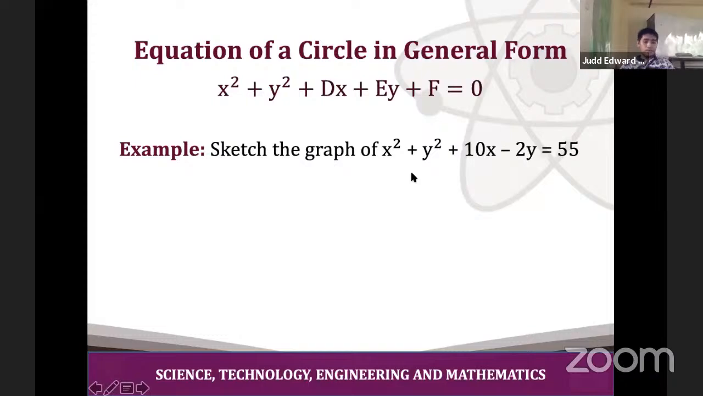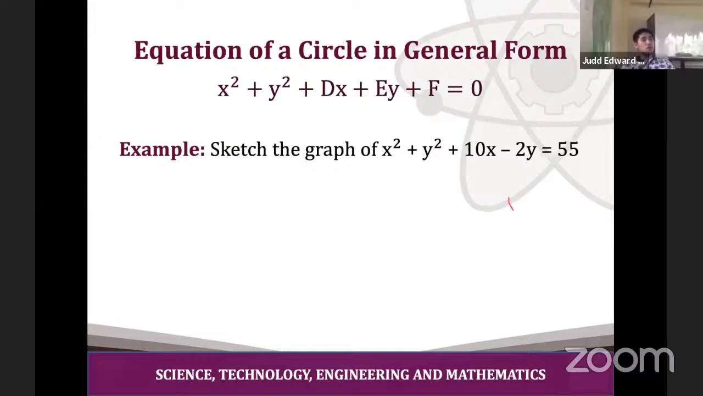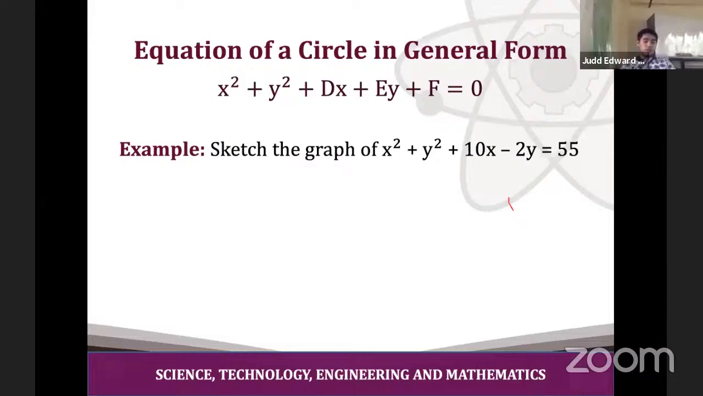Okay, example. Sketch the graph of x squared plus 10x minus 2y is equal to 55. I have here a question. Is the graph in general form? No. Hindi po. Bakit no? Hindi po naka-zero yung right side. Very good. The right side is not equal to 0, therefore it is not in general form.